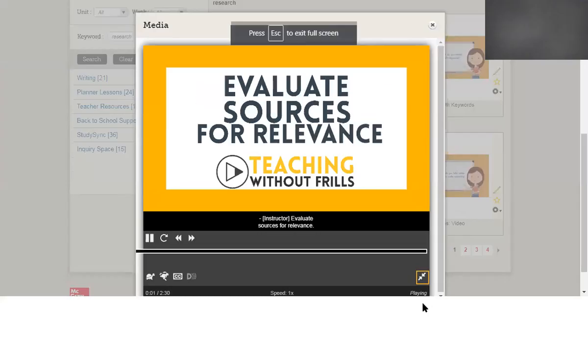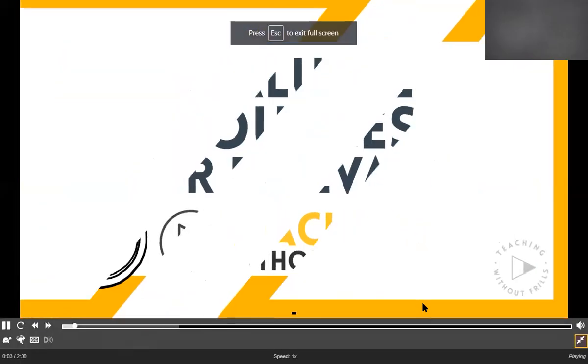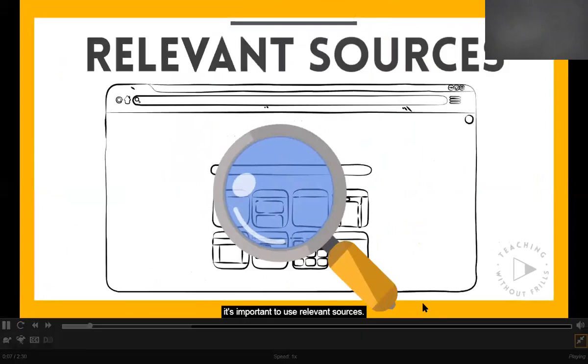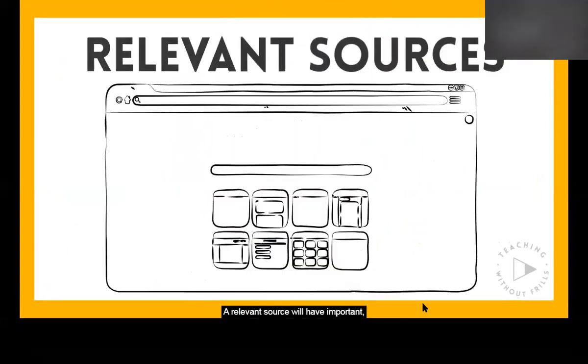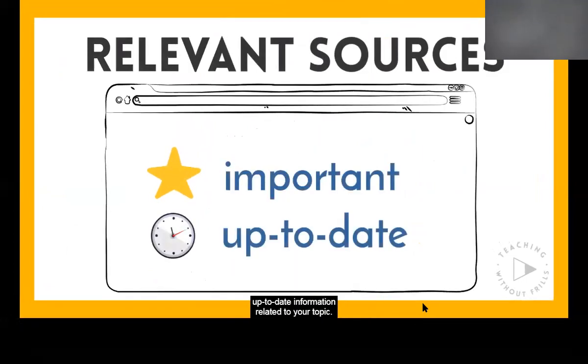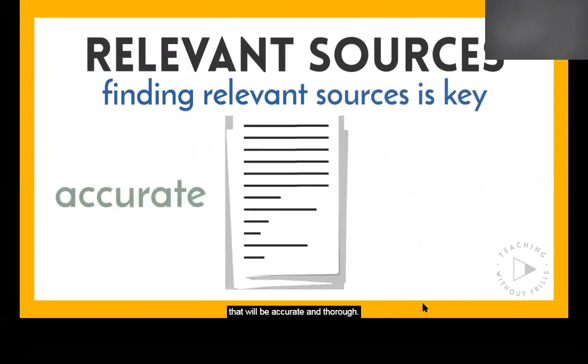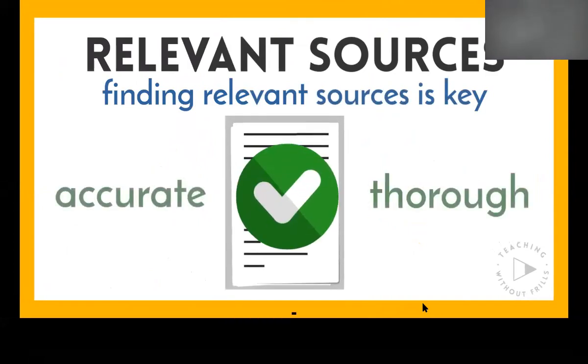Evaluate sources for relevance. When you research a topic for your writing, it's important to use relevant sources. A relevant source will have important, up-to-date information related to your topic. Finding relevant sources is key to writing a paper that will be accurate and thorough.